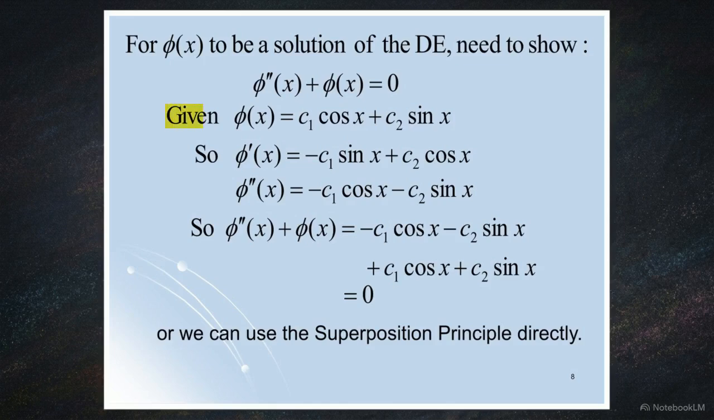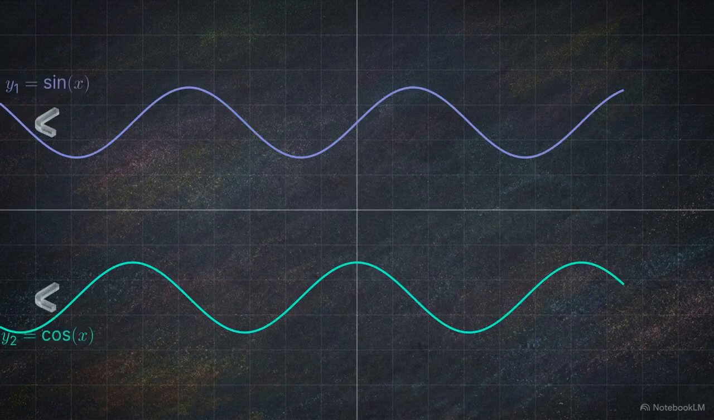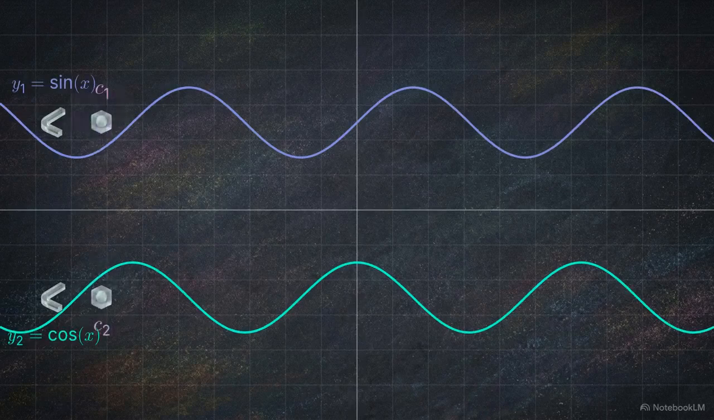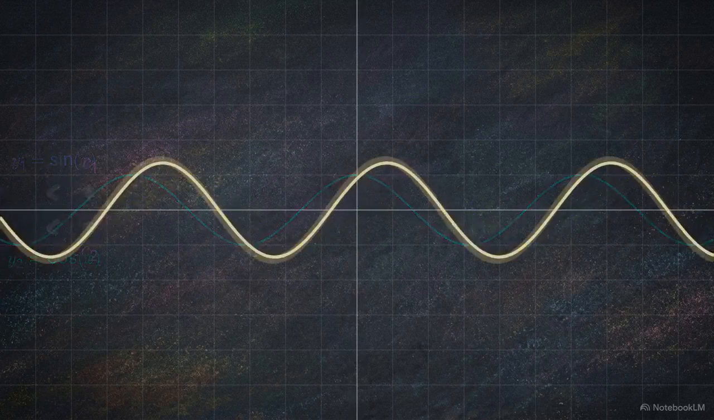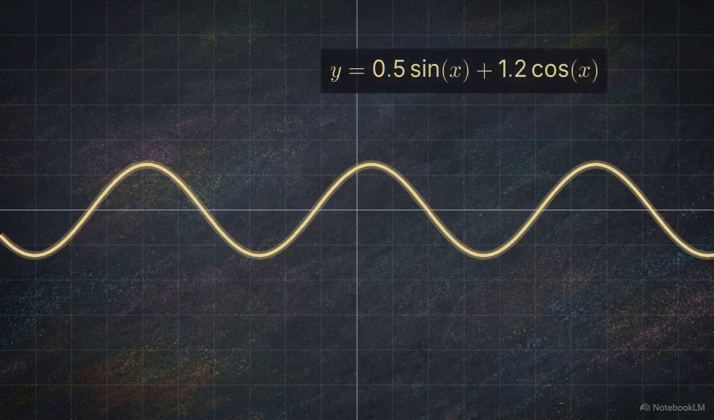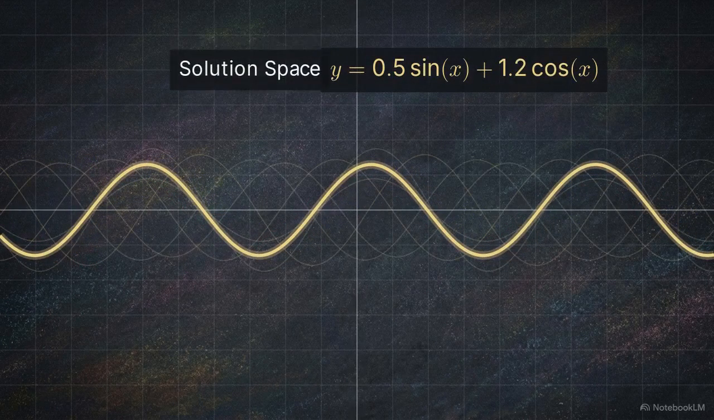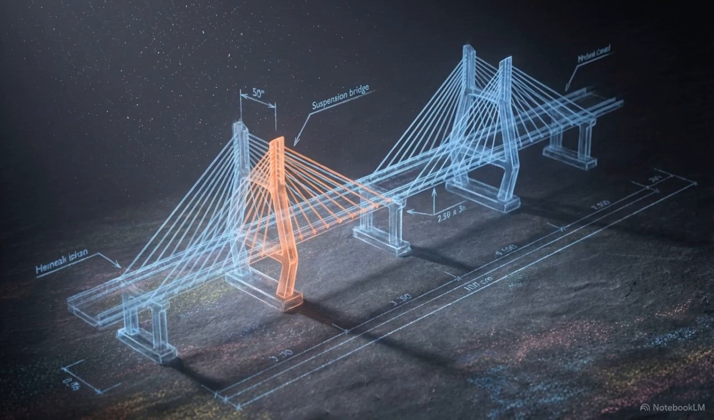Because the equation is homogeneous and linear, the superposition principle allows us to combine them. As shown here, the function phi of x, which is constant 1 times cosine plus constant 2 times sine, retains its validity as a solution when tested. This provides a scalable way to build complex mathematical models. By weighting and merging simple building blocks, we can map out a comprehensive solution space that adheres to our original physical rules. Superposition is the engine of our analysis, but it relies on one critical assumption.